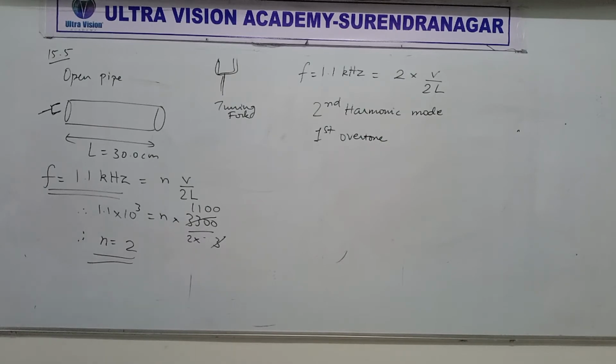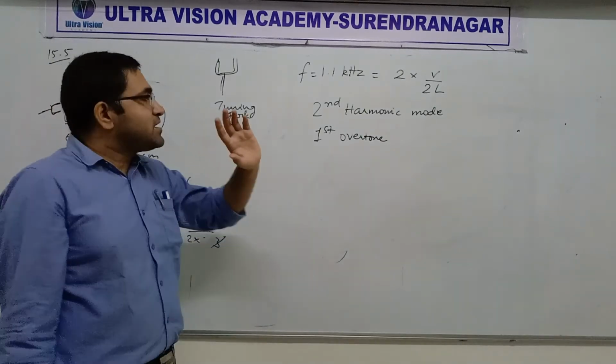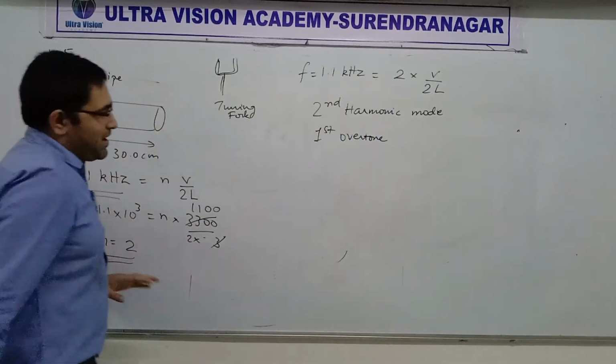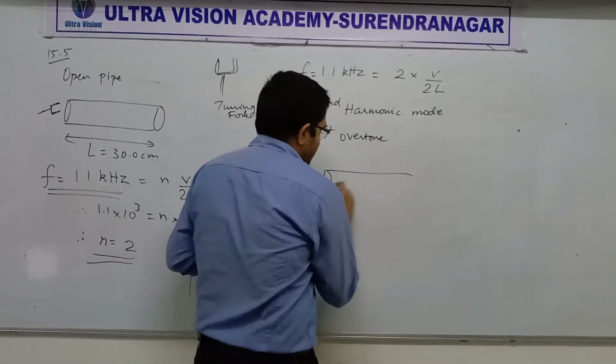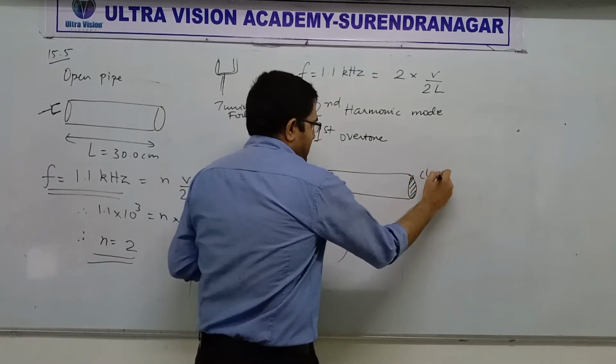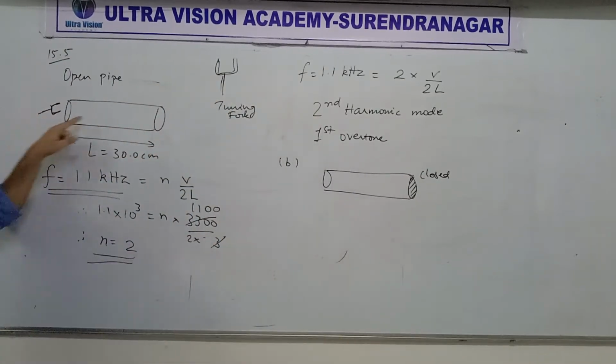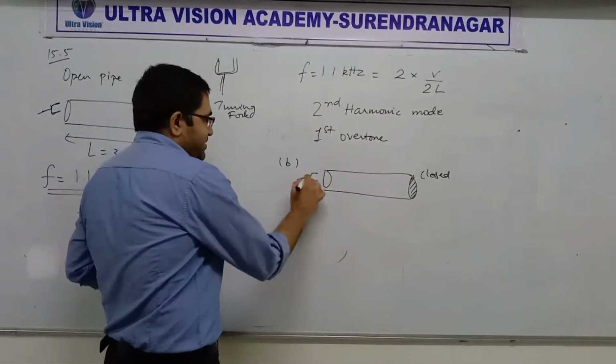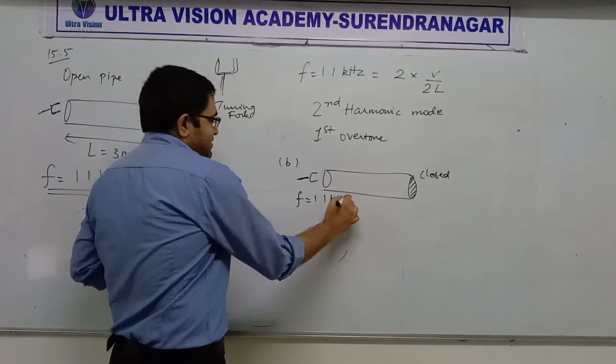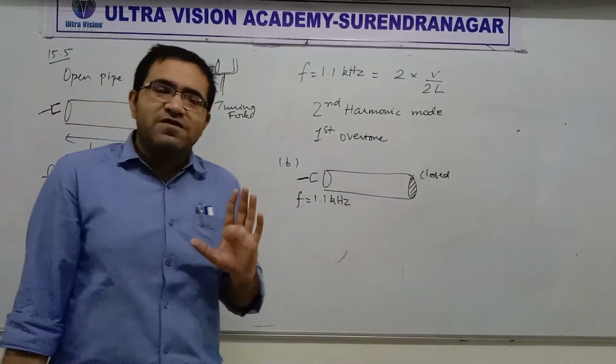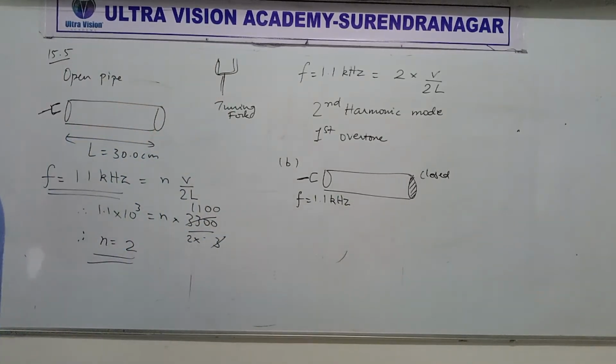Next thing. Here, there's one more question. Let's read that. Will resonance with same source be observed if one end of the pipe is closed? Now understand this carefully, everyone. What is given is that now we close one end of the pipe. So part B kind of thing over here. Closed it. And then same source. So as long as source is same, frequency will remain same. Did you understand what I am saying? Yes or no?